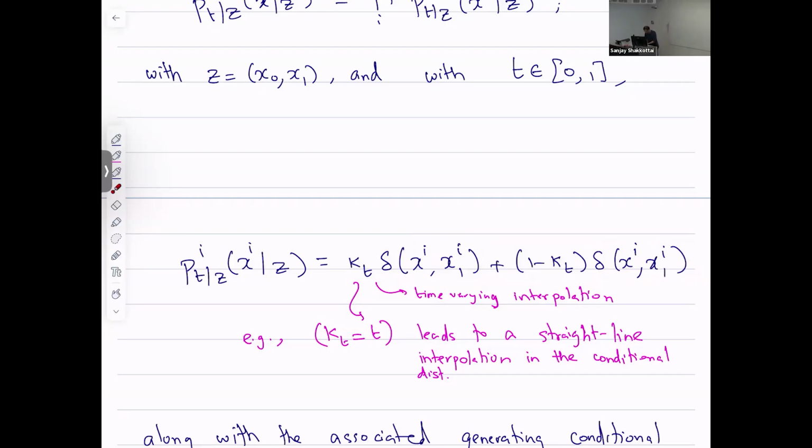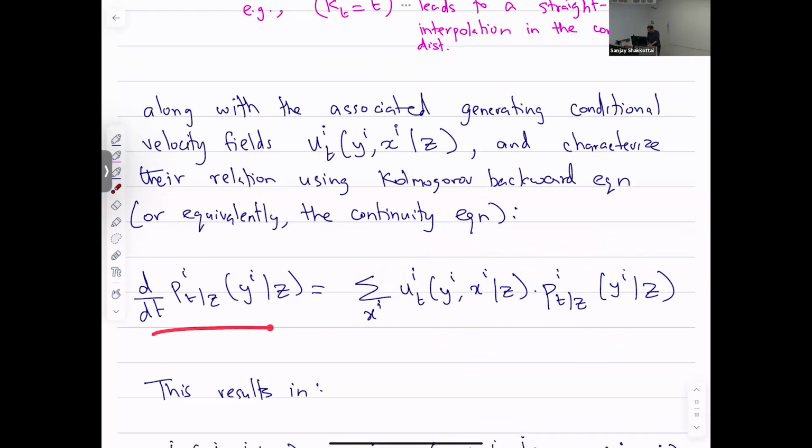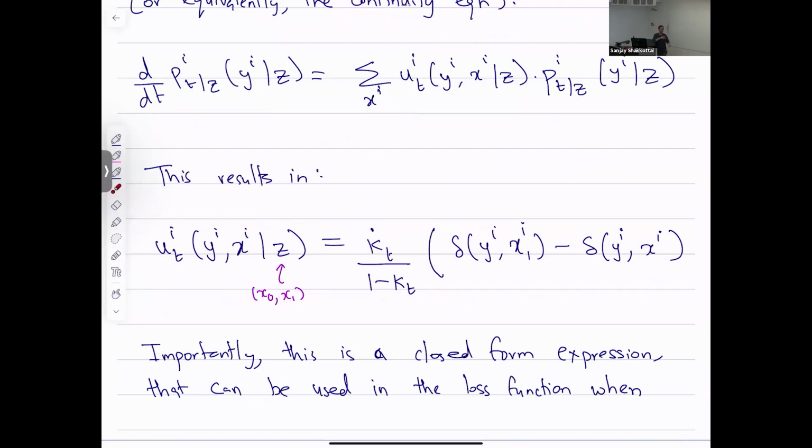So now let's start from this. If you start from this, then you can write the conditional density evolution through the continuity equation, which we just derived. If you do this, then you can actually get an expression for the conditional velocity field, which is again a closed form expression. Exactly. This is the velocity field for x0 to x1, so from data to noise. But because it's all flow, it doesn't matter. Just change the sign and you'll get the other one, because it's a flow model.